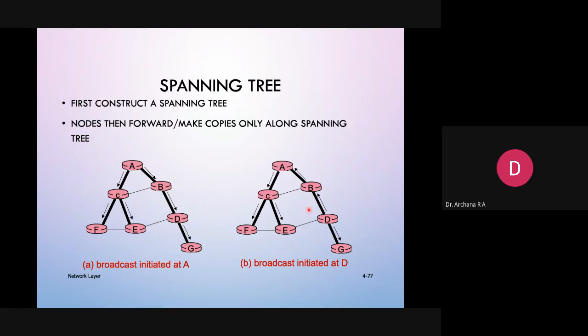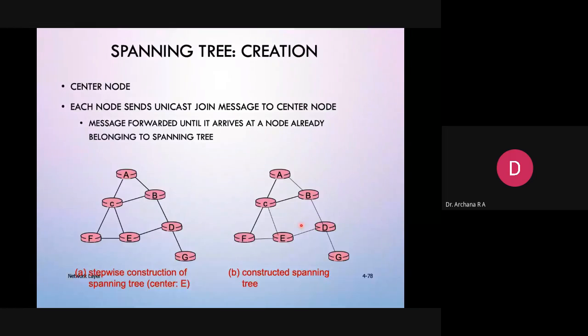Suppose the broadcast is initiated at D, how will the packet be traversed? D to G, D to B, B to A to C, C to E, and E to F. This is also the spanning tree. A spanning tree is nothing but covering all the nodes in the network with the shortest path. That is called the spanning tree, or the minimum spanning tree, or the least cost.